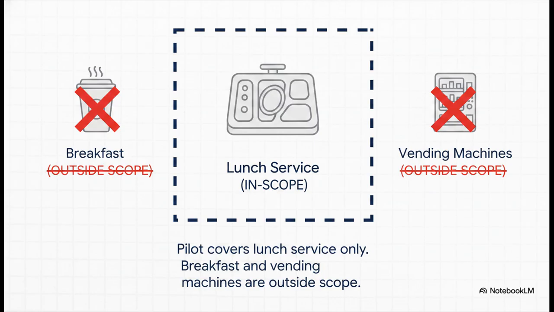And right at the end of that solution, you set those boundaries we talked about earlier, explicitly stating what is not included, like pointing out that breakfast and vending machines are completely outside the scope of this pilot. That protects your project from expanding out of control. It just manages everyone's expectations perfectly.